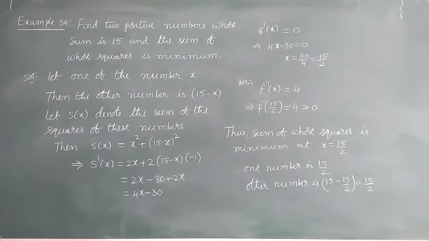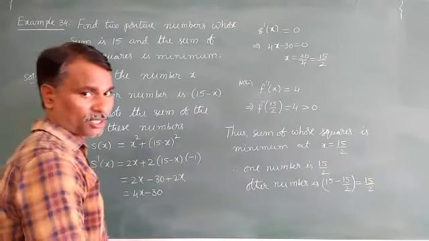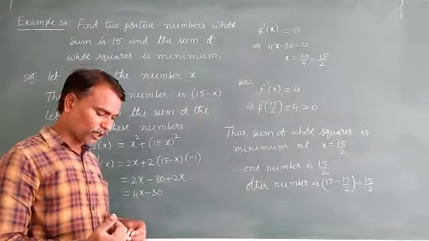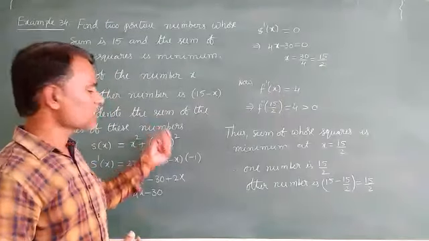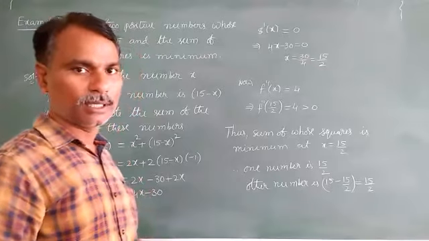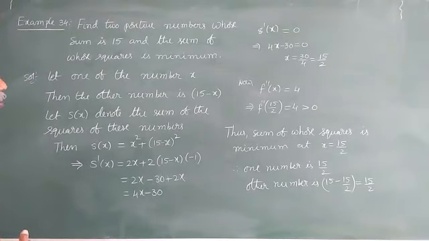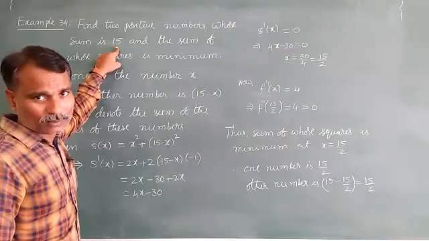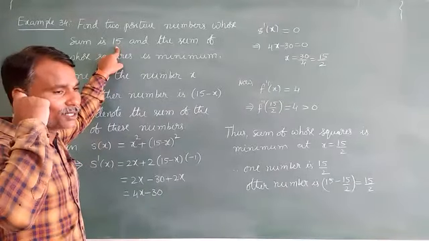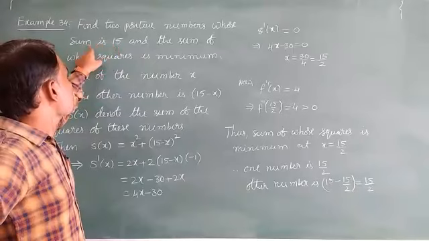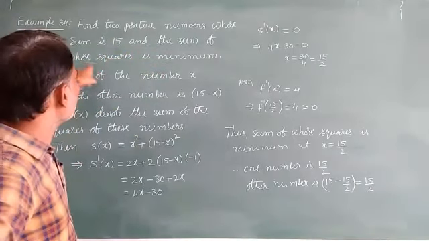Students, next, 34th problem. Find two positive numbers whose sum is 50 and the sum of whose squares is minimum. Students, this is a 5 marks question in maxima and minima. If you observe previous year's papers, it appeared in them. How do we have to find out this problem? Find two positive numbers whose sum is 15 and the sum of whose squares is minimum. Just understand this concept.